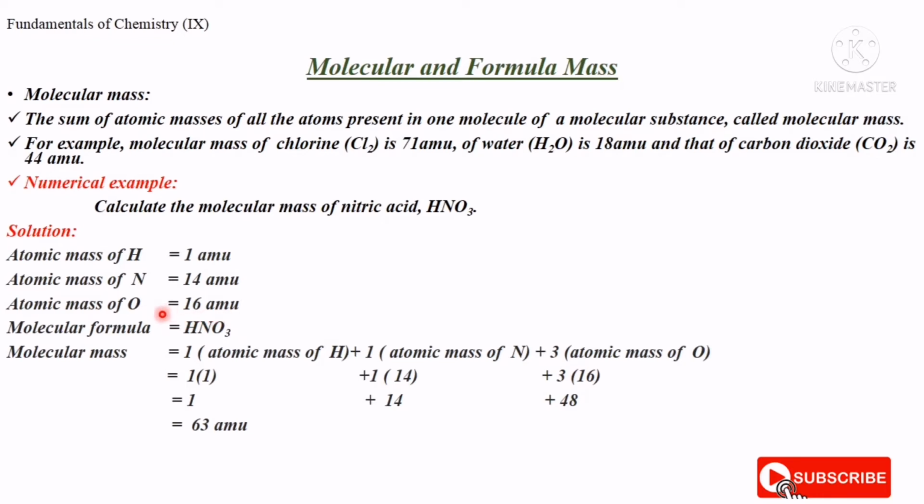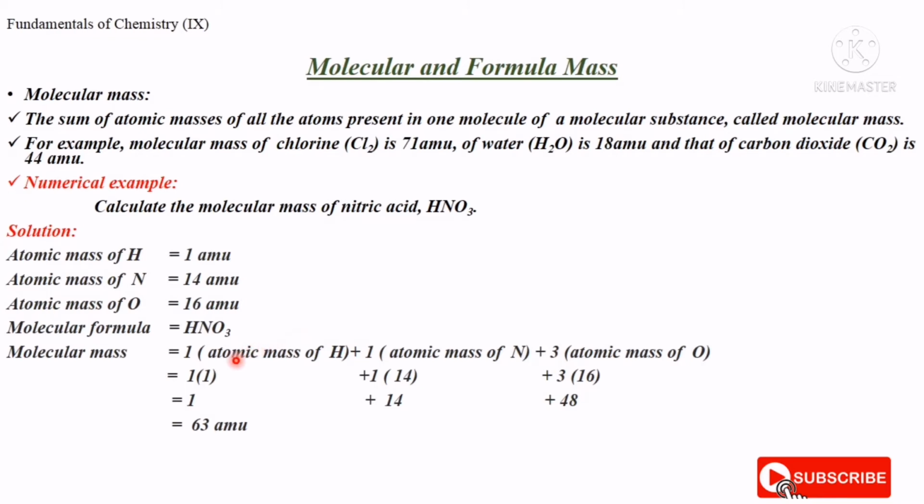Now we have to calculate the molecular mass. As we know that there is one atom of hydrogen, the atomic mass of hydrogen is multiplied by 1, and then the summation sign with the atomic mass of nitrogen, also multiplied by 1, because there is 1 atom of nitrogen in nitric acid, and then again the summation sign with the 3 atoms of oxygen multiplied with the atomic mass of oxygen.